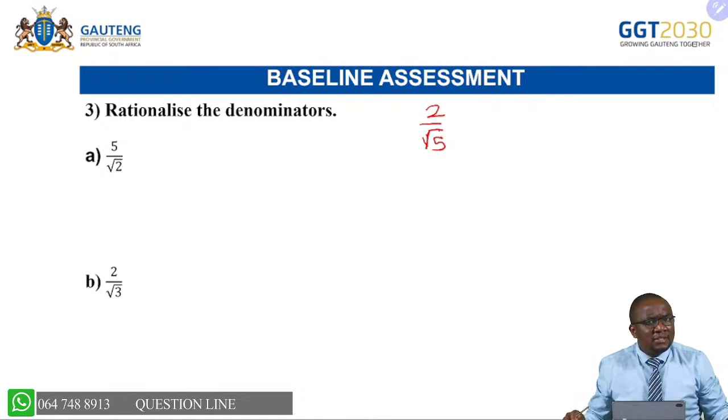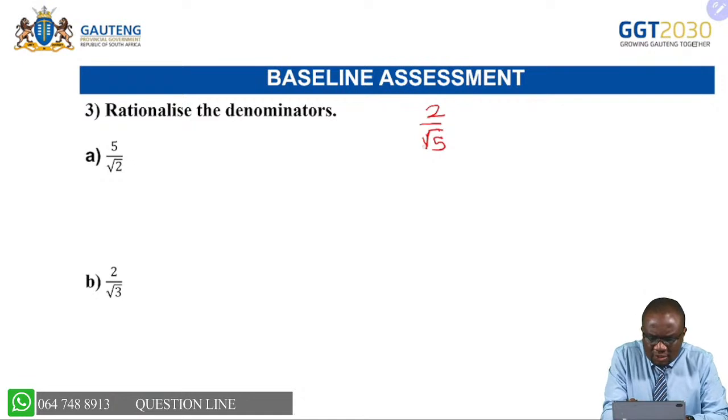Do you remember the type of numbers? We have irrational numbers and rational numbers. Rational numbers, we're talking about natural numbers, the whole numbers, integers, terminating decimals, recurring decimals. Do you remember those? So now we want our denominator to be rational because now it is irrational.